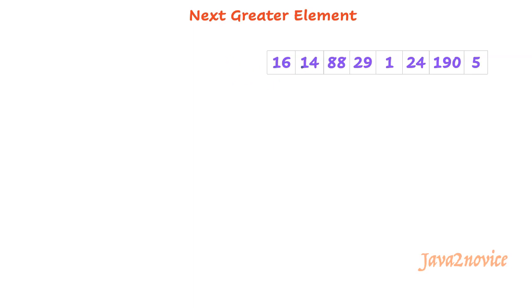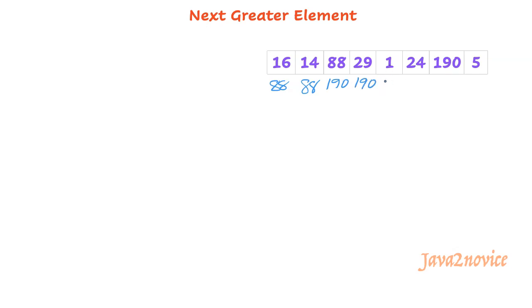For 16, 14 is less than 16, so it is not. 88 is greater than 16, so for 16, 88 is the next greater element. Even for 14, 88 is the next greater element. For 18, it is not 29, it is not 1, it is not 24, and it is 190. 190 is greater than 88. So 190 is the next greater element for 88. For 29, it is not 1, it is not 24, again it is 190.